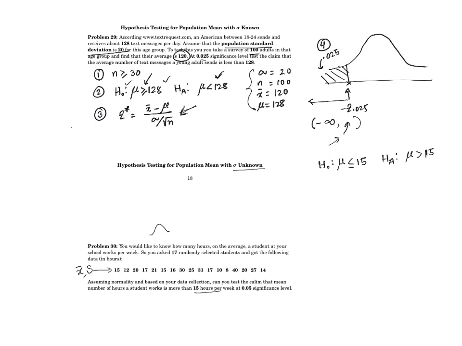Now what you need to do is the test statistic calculation. I call it t star because we use the t distribution. So t star is equal to x bar minus mu, divided by, we don't have sigma, we need to use s divided by square root of n.